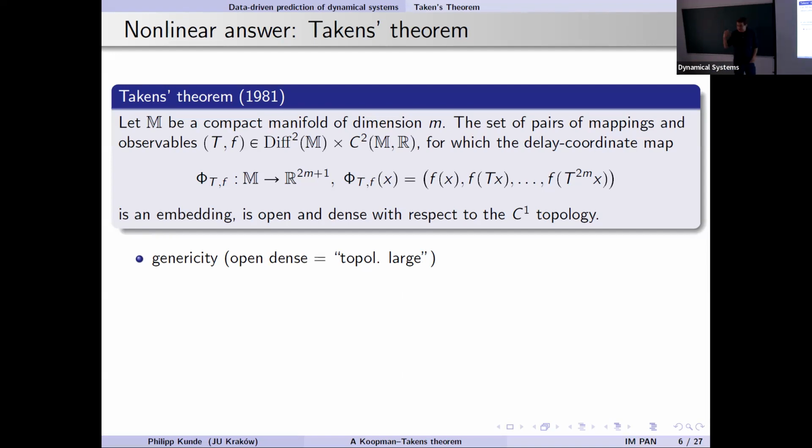Yeah, regarding this genericity of good pairs, let's say, of dynamics and observables, as I mentioned in the introduction, here we have a notion of largeness in Takens' theorem, namely that it works for an open and dense collection of dynamics and observables. And later on we will see that there are generalizations of Takens' theorem regarding this notion of largeness, but in his original work it is on this open and dense collection of pairs. So the fact that this is an embedding holds for a generic pair of dynamics and observables.